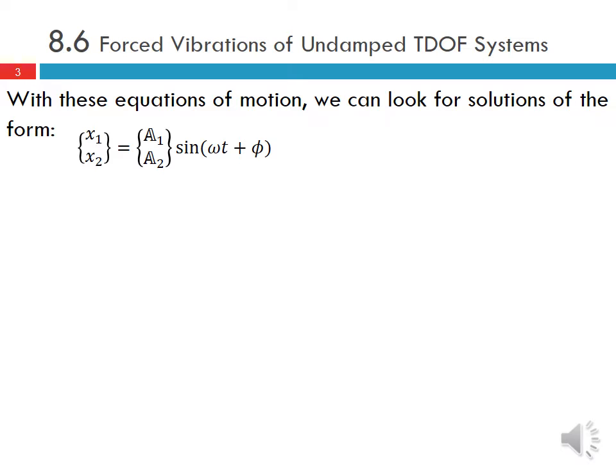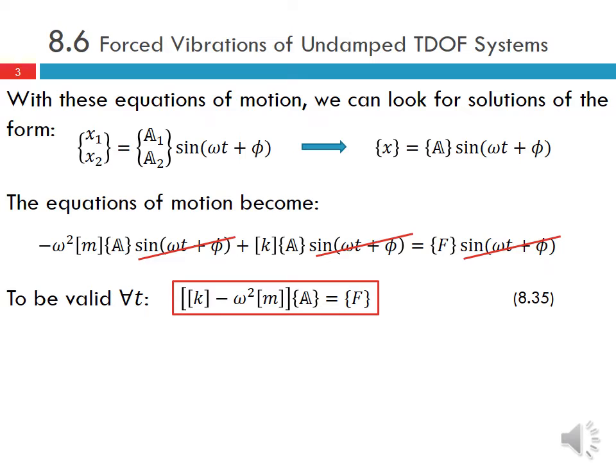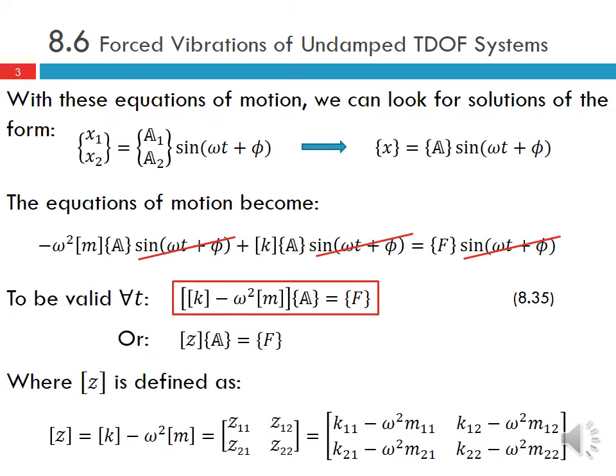So with these equations of motion, we can look for solutions of the form x is equal to A sine omega t plus phi. So these equations of motion then become the expression here. We can cancel out our sine omega t plus phi, and this has to be valid at all times t, so we have k minus omega squared m times A is equal to F. Or we can call this ZA is equal to F, where Z is defined as k minus omega squared m, which you can see here.